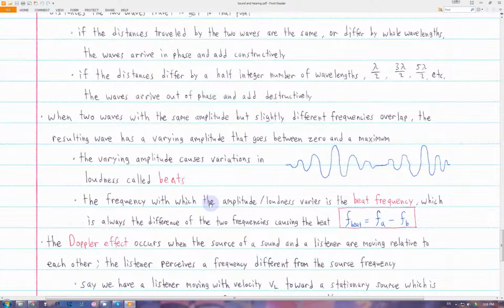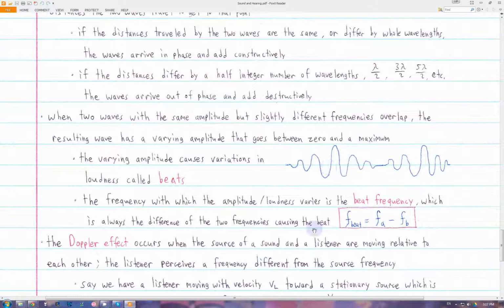So we can determine what's called the beat frequency. Now, the beat frequency is not the normal frequency of this wave, how we normally define the frequency of a wave. The beat frequency is the frequency with which the amplitude varies. So say, for example, you take a 1 second interval and you hear two loud spots, then the beat frequency would be 2 hertz.